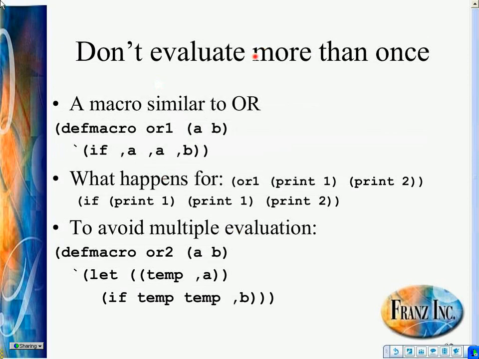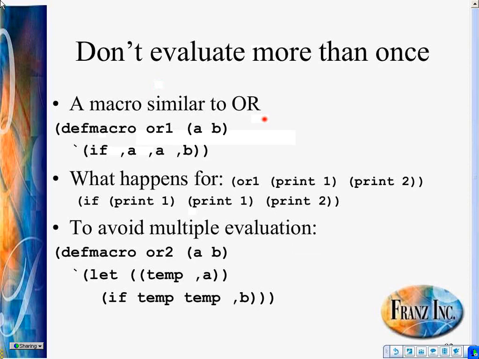Now, here's the problem with evaluating more than once. There is already a macro within Common Lisp called OR, and it has the contract that it will go through its argument list, evaluating each element until it finds one of them that evaluates to a true value, in which case it will stop and return that true value, whatever it is.